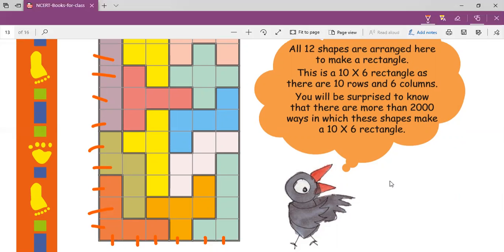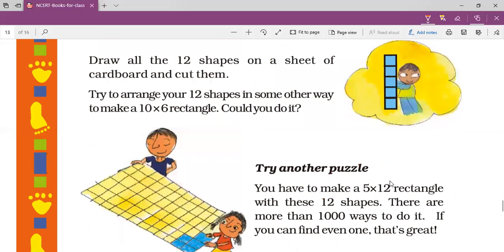Okay, so this you can do, you can cut those shapes in nice card. They have asked us to draw all the 12 shapes on a sheet of cardboard and cut them. Now you can do these things. As I told you before, don't cut the textbook page. Instead of cutting the textbook page, you can use a cardboard paper. Draw all 12 shapes over there, and cut it, and arrange those shapes in some other way. Make a 10 into 6 rectangle. Could you do it? You can.